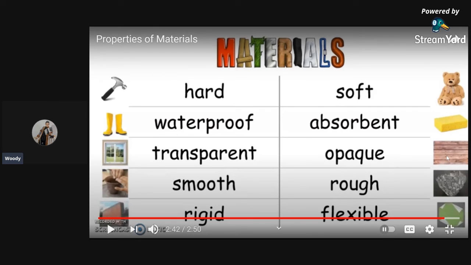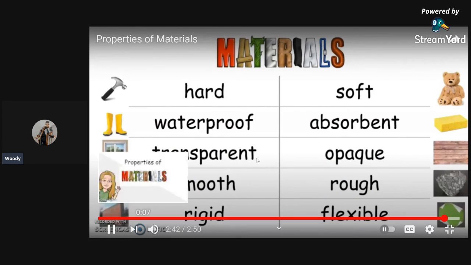Opaque, we have the wood. Smooth, like the clay. And we have the rough, like the rock. Rigid, like the bricks. And flexible, like the paper. Okay? Flexible.